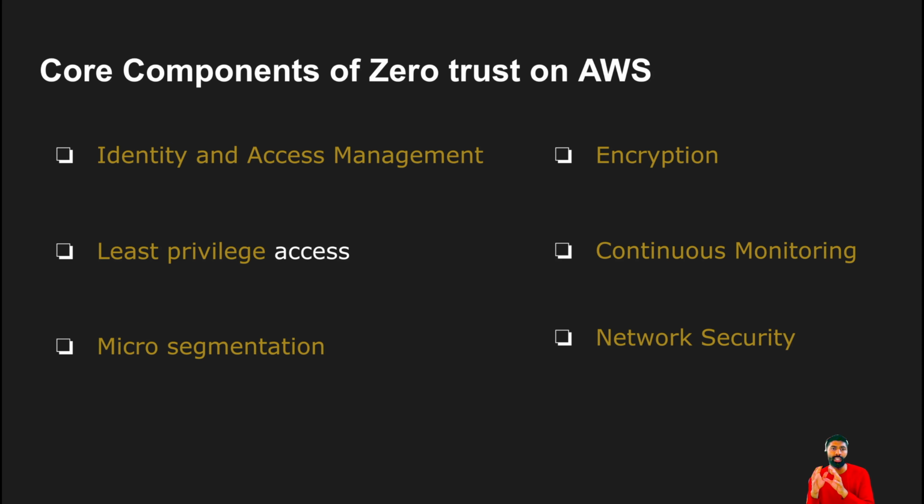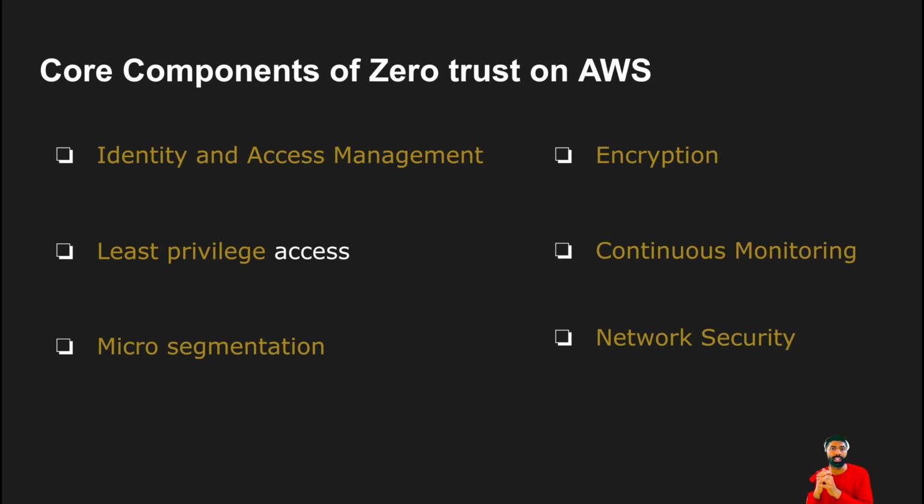Now let's understand some of the core components of Zero Trust on AWS. The first core component is identity and access management. It is very central to the Zero Trust. AWS IAM is a service which provides authentication and authorization capabilities, and it helps enable fine-grained access control.